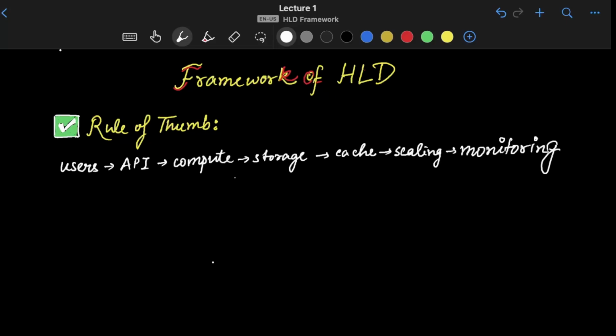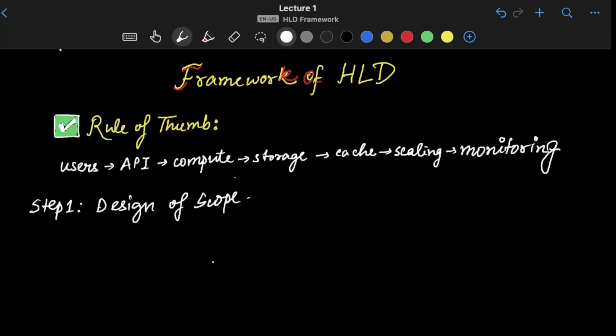So this is the overall path which we follow. There's a user, there's an API, there's compute, storage, cache, scaling and monitoring. I'll discuss with you today some 5 steps which, if you keep in mind and follow step by step, you can solve most of the HLD problems in an interview round. So the first step, and if you have followed my previous videos, you would know how I was approaching the problems. First is scope design, or design of scope.